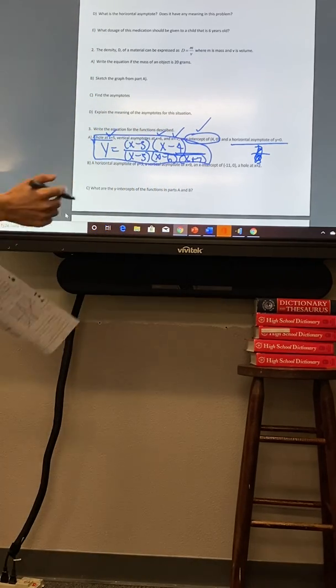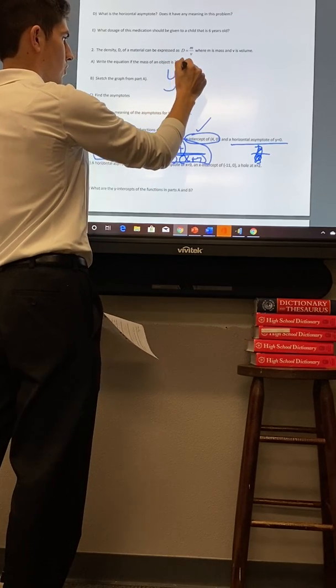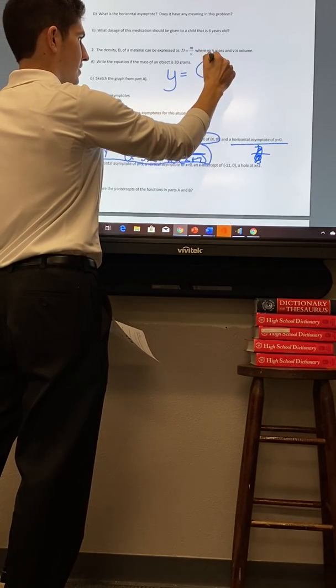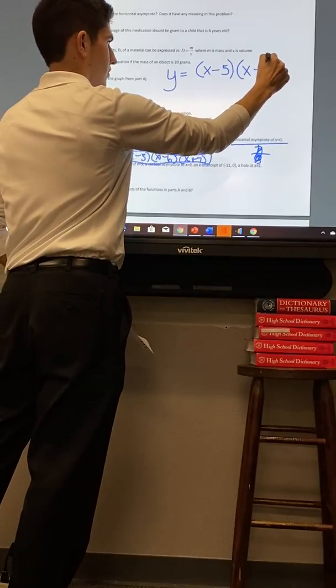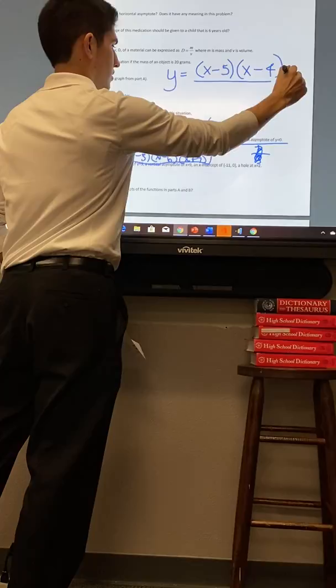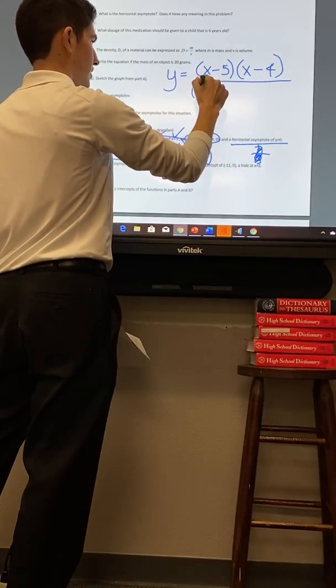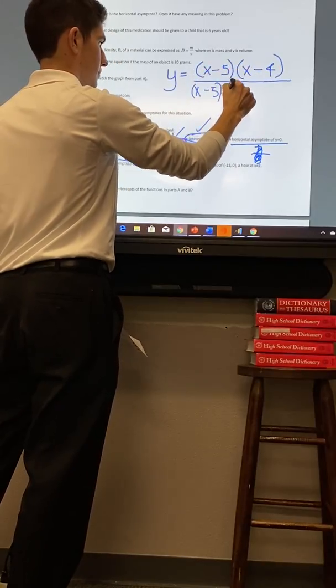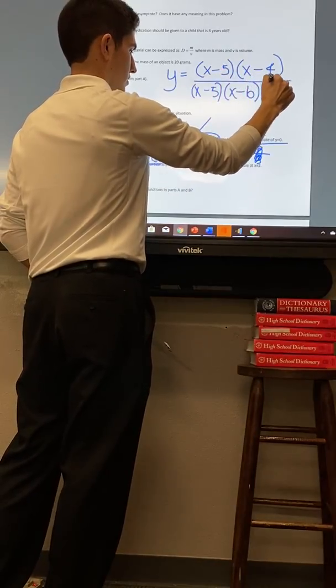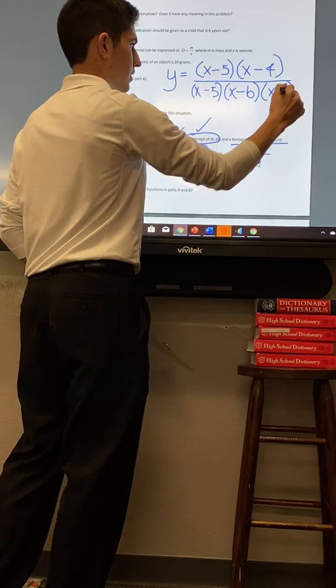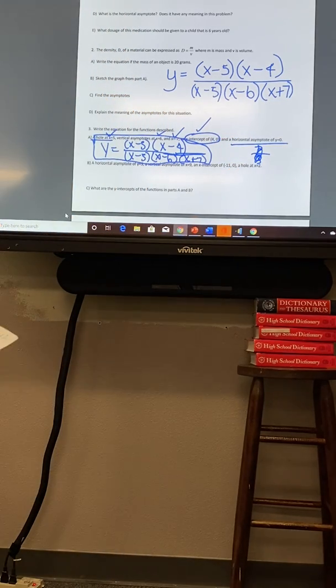In case you can't see that, I'll write it up here a little bit nicer. y equals (x minus 5)(x minus 4) over (x minus 5)(x minus 6)(x plus 7). And that would be your final answer for creating a graph given these key aspects of the graph. Cool, so that one is done.